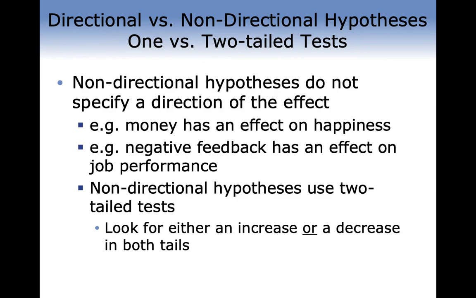Notice the researcher isn't saying one way or the other. Maybe, with negative feedback, you point out all the things that the employee is doing wrong, and they're like, oh, cool, I was doing all those things wrong. I'm going to stop doing those things wrong, and so their job performance gets better. So we see an increase in job performance as a function of the negative feedback.